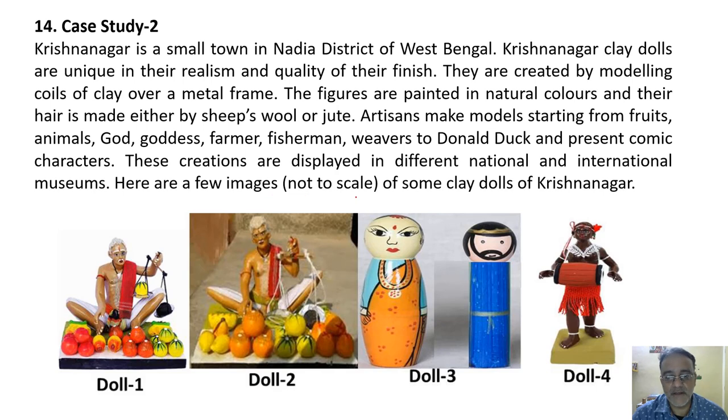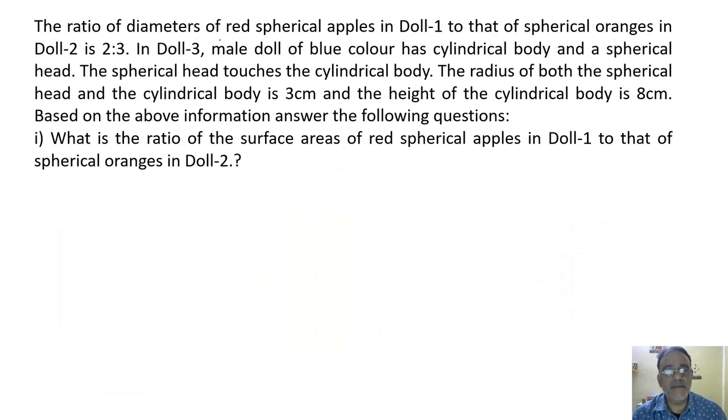Here are a few images, not to scale, of some clay dolls of Krishnanagar. Doll 1, doll 2, doll 3 and doll 4. Okay? So doll 1 और doll 2 spherical shape हैं. ध्यान से देखो. और doll 3 जो है वो cylinder है which is surmounted by a hemisphere. और ये पूरा cylindrical है. Right? Now, the ratio of diameters of red spherical apples in doll 1 to that of spherical oranges in doll 2 is 2:3, ratio of diameter.